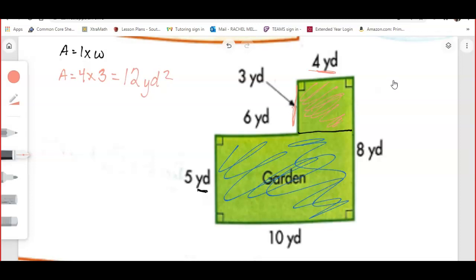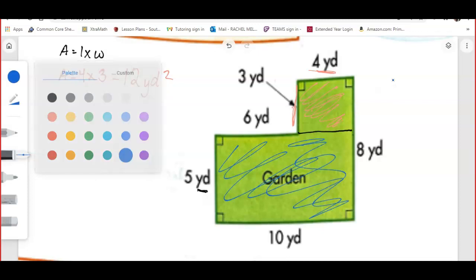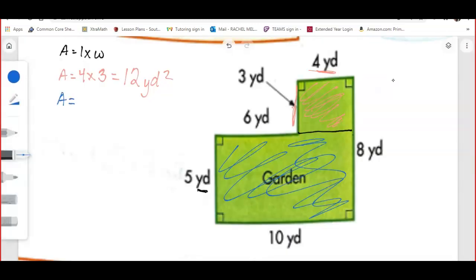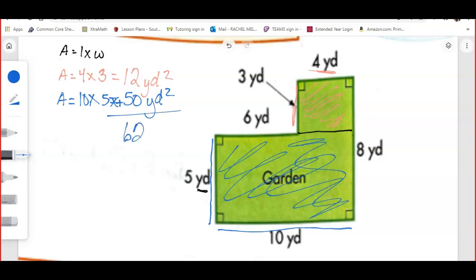Now we go to the blue. Looking for my length, my length right here is 10 yards. And it's telling me my width right here is 5 yards. So 10 times 5 is 50 square yards. And then I just add them together. 12 plus 50 is 62 square yards.